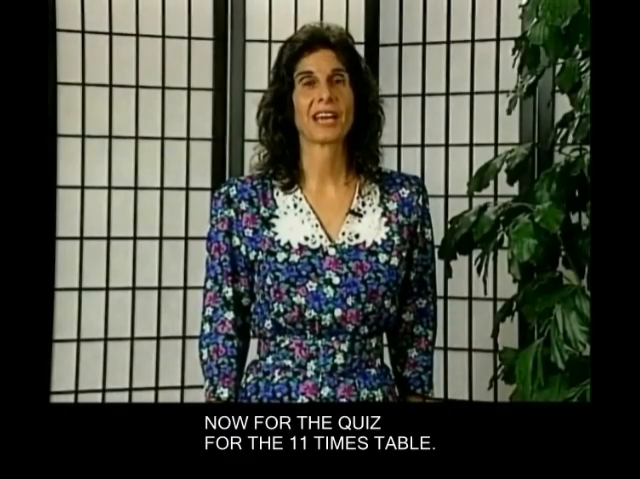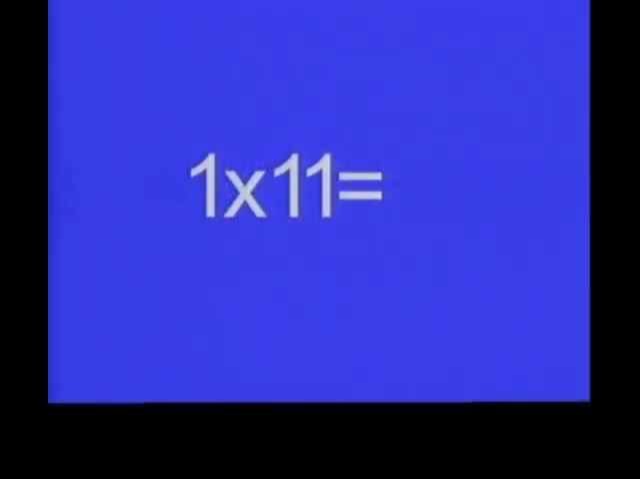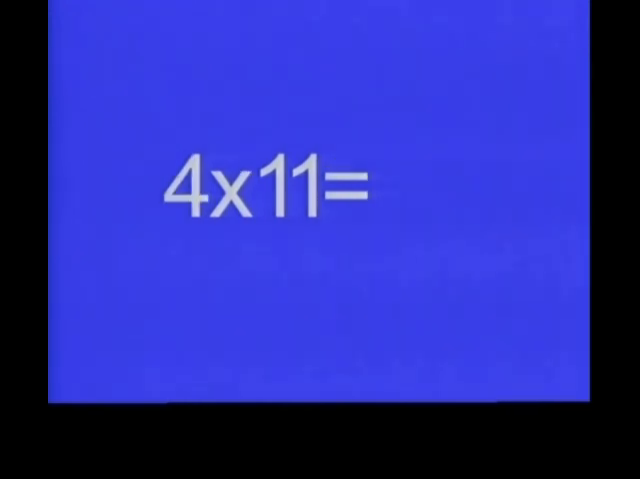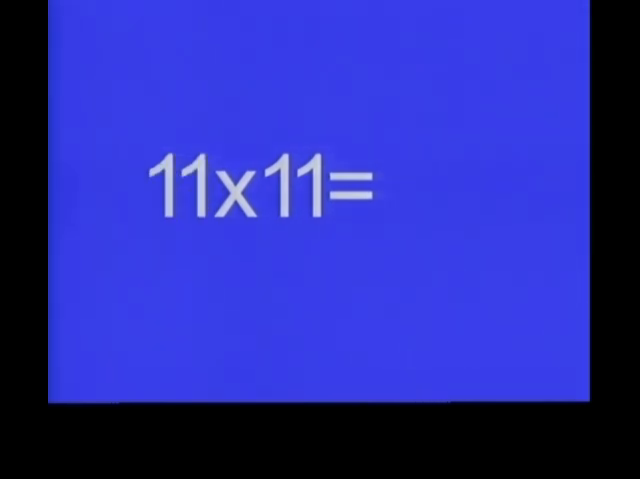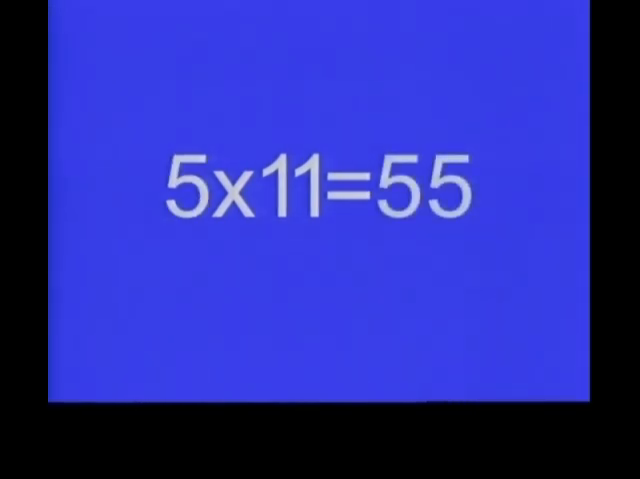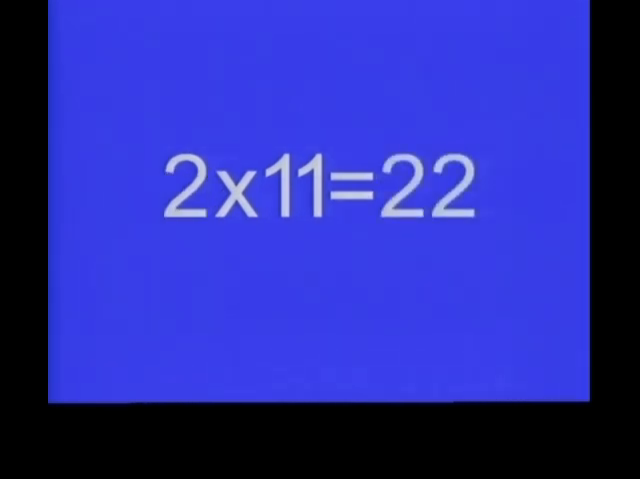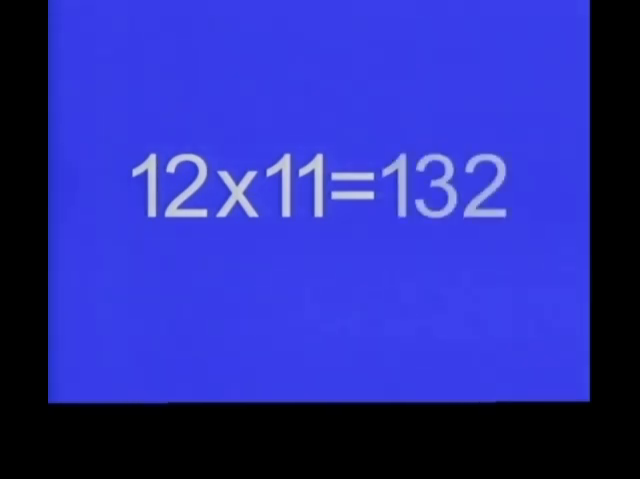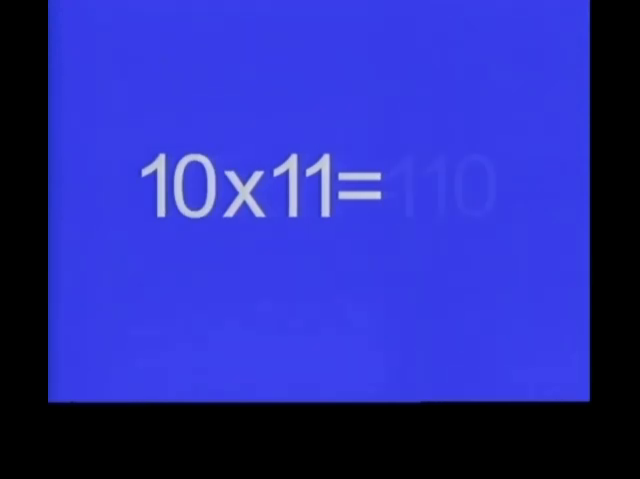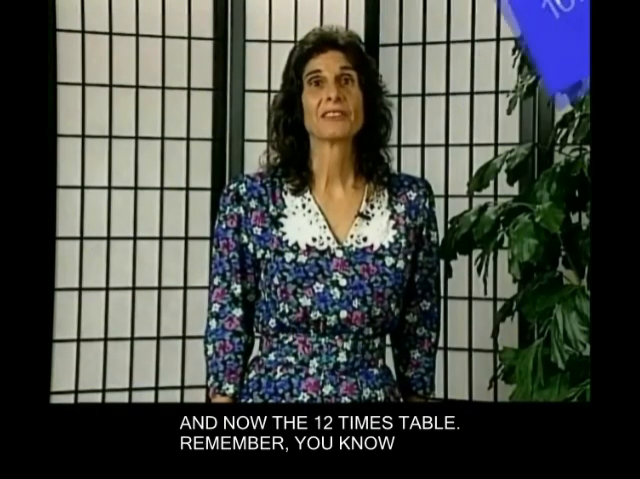Now for the quiz for the 11 times tables. 1 times 11 is 11. 4 times 11, 44. 3 times 11, 33. 11 times 11, 121. 5 times 11, 55. 8 times 11, 88. 6 times 11, 66. 2 times 11, 22. 9 times 11, 99. 12 times 11, 132. 7 times 11, 77. 10 times 11, 110. And now the 12 times tables.